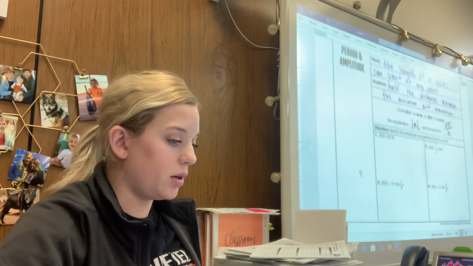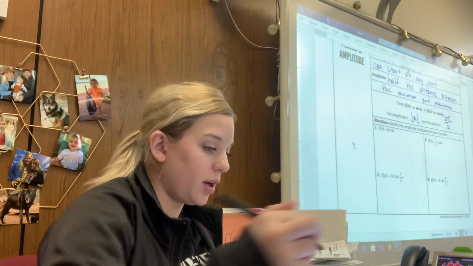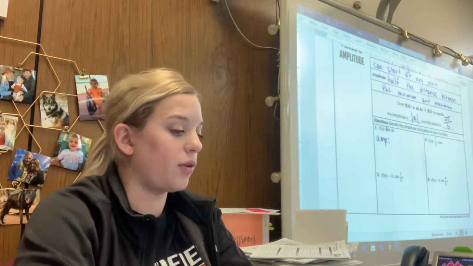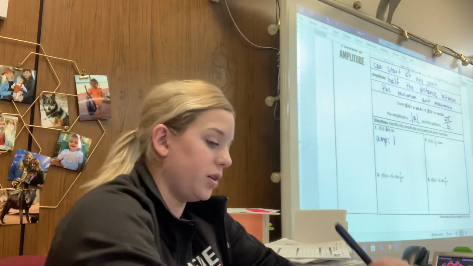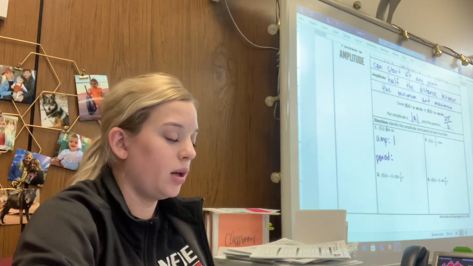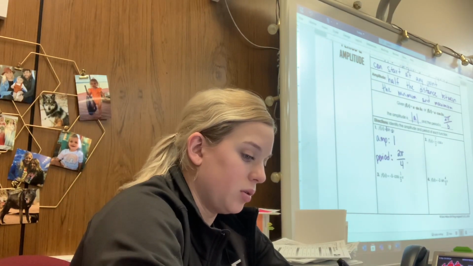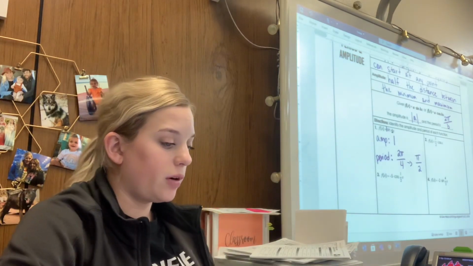Okay, so knowing that, on number 1, if we're given f of x equals sine 4x, your amplitude here is just understood to be 1, because there's not anything in front of sine. So our amplitude there would just be 1. Your period would be 2 pi over b. B here is 4, so we have 2 pi over 4. That can be reduced to pi over 2.